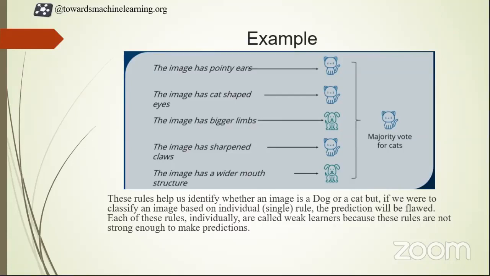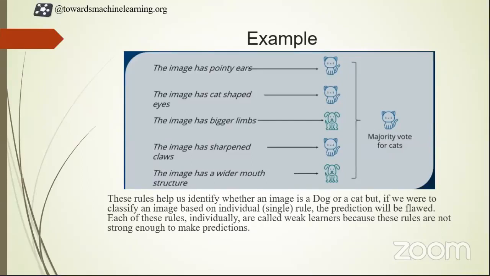Say we have an image that has pointy ears, cat-shaped eyes, and bigger limbs. These are all features of a particular instance. If we were to classify an image based on an individual rule, then the prediction will be flawed. Predicting only on the basis of the single feature that the image has pointy ears, and saying that this is a cat, is a really bad way to predict.